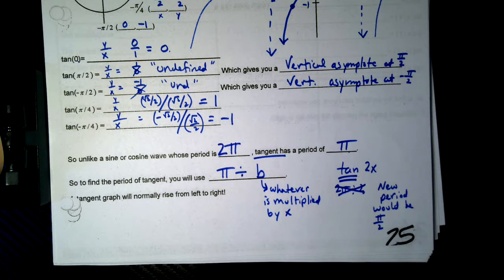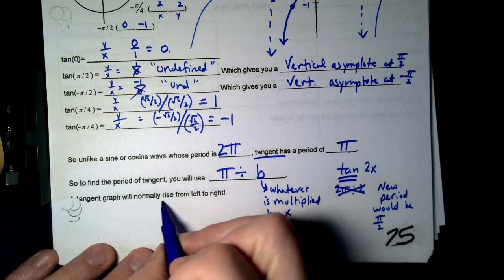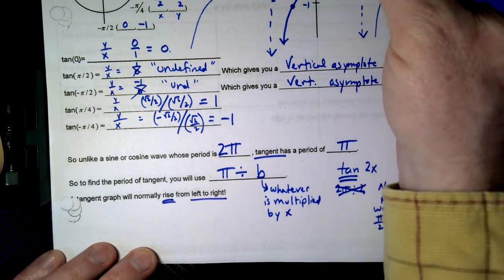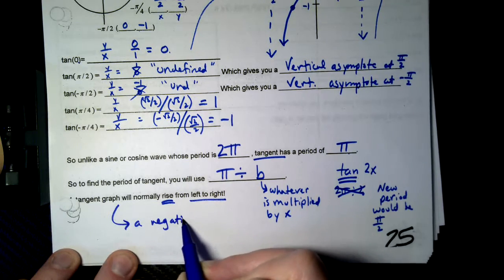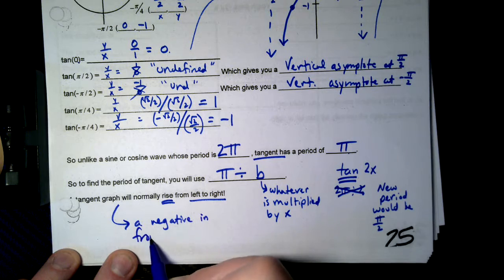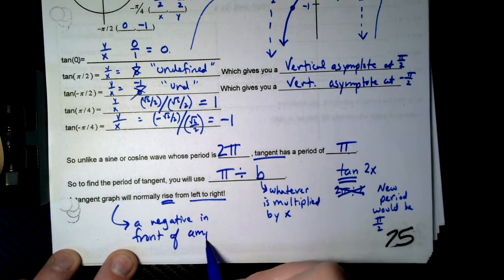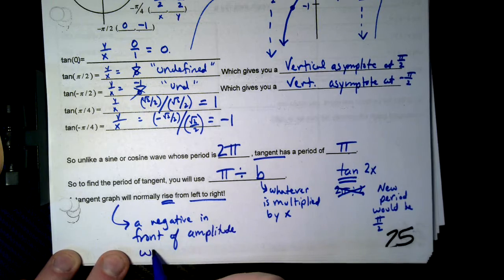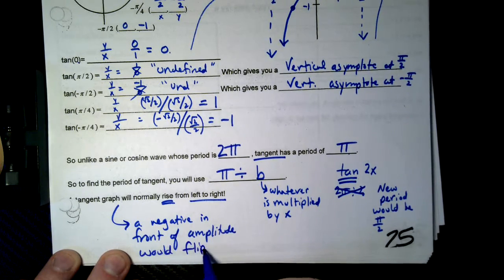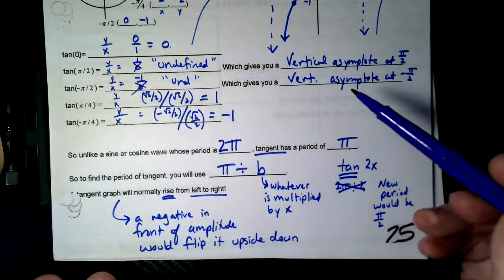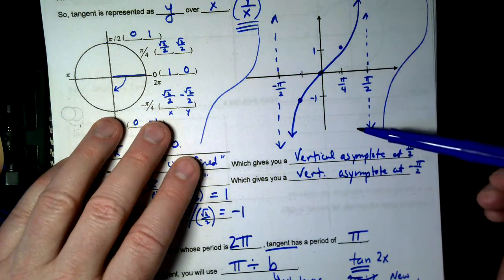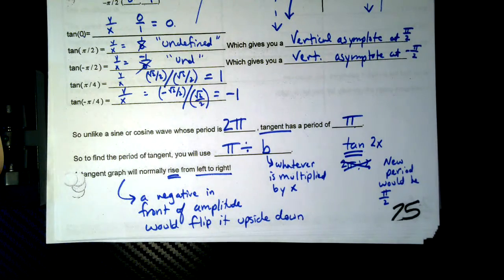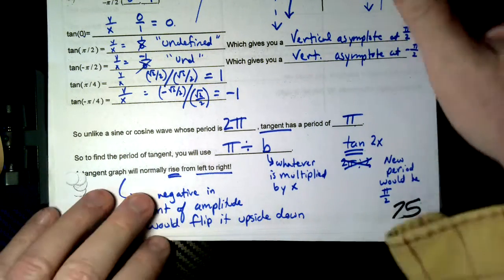Okay? The tangent graph will normally rise when you look left to right. It's going up left to right. A negative in front of the amplitude would flip it upside down. So if there was a negative in front, the whole thing would spin upside down, and then the left side would be up and the right side would go down. So pay attention if there happens to be a negative in front. We've done that with other graphs in the past.